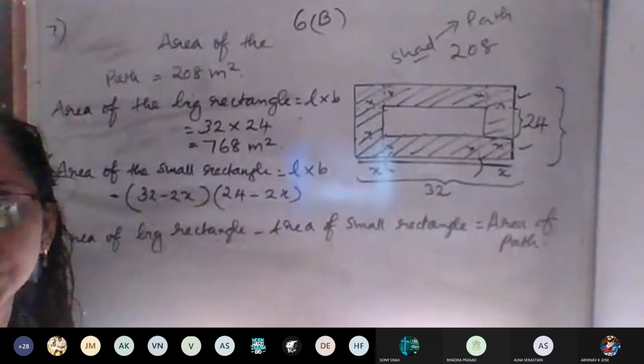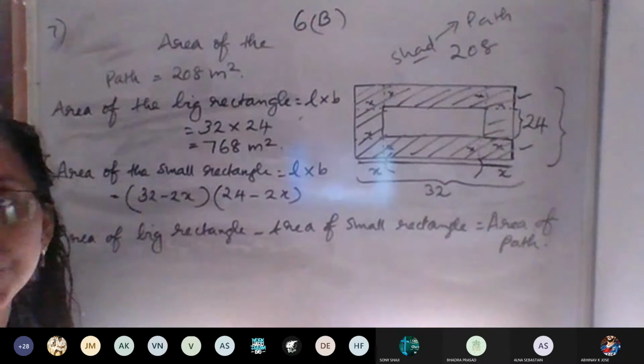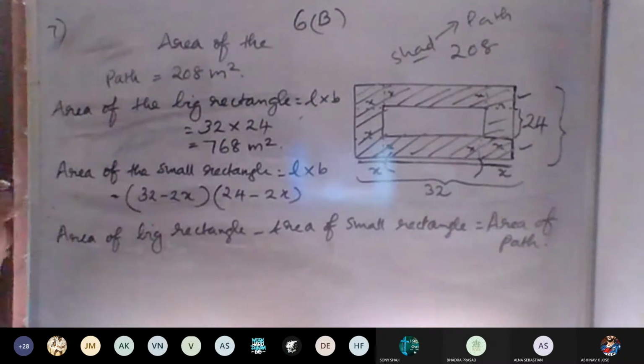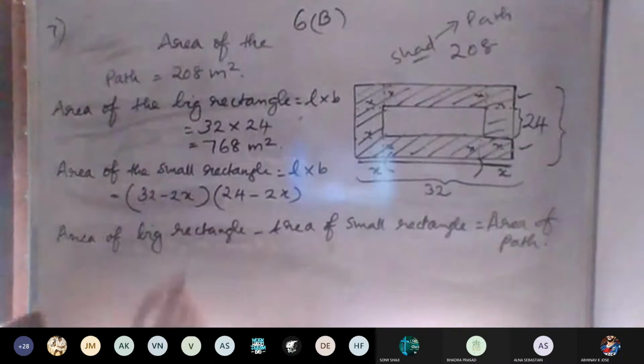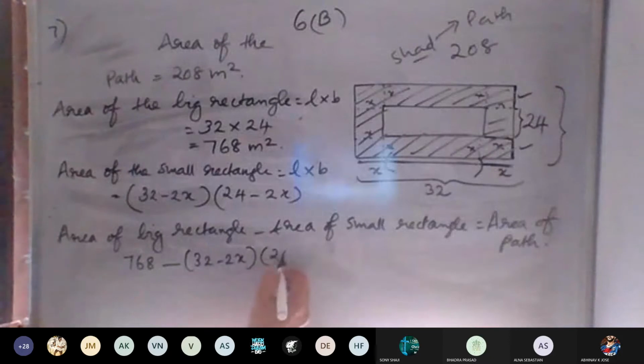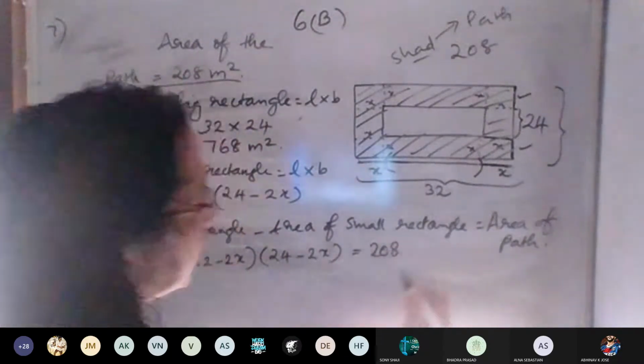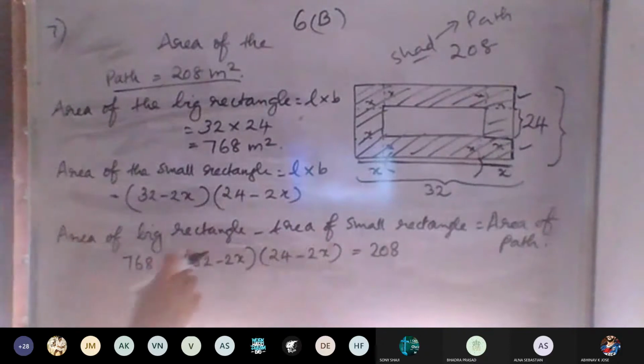Any doubt in this? Up to this, any doubt? Want to repeat? No, ma'am. So area of big rectangle, substitute area of big rectangle as 768 minus area of small rectangle 32 minus 2x into 24 minus 2x is equal to area of path. Area of path is 208. Then change the brackets, form the quadratic equation. Do it.